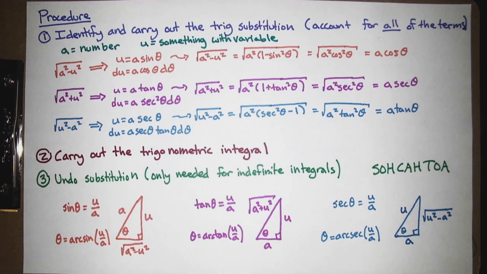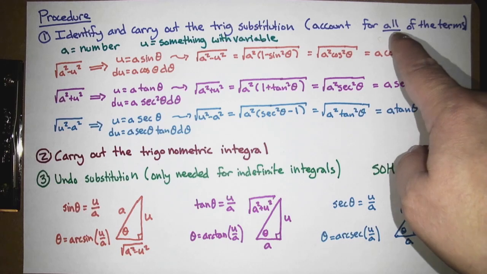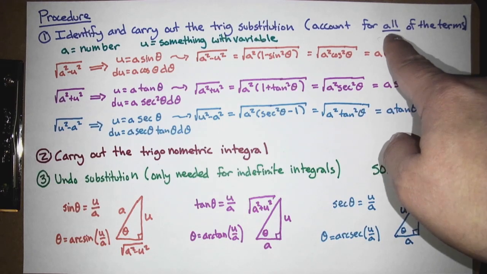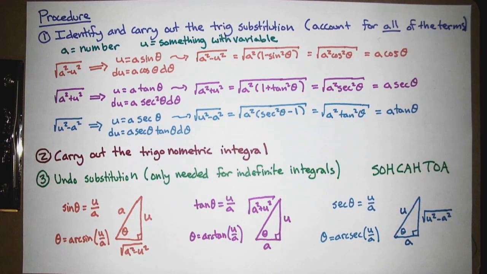Keep in mind, you may have to complete the square. And so you may have to do a little bit of legwork, but not too much. But once you understand the substitution, just make sure you account for all the terms in your substitution. It turns the problem into a trig integral, and we use trig integral techniques. So carry out that trig integral, and life is good. We're basically done, especially if it's a definite integral.